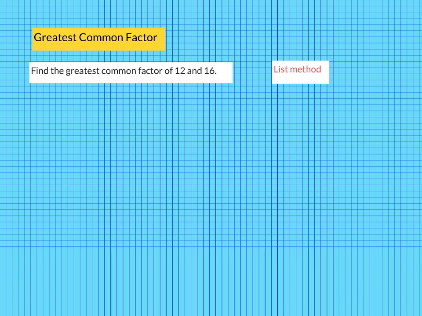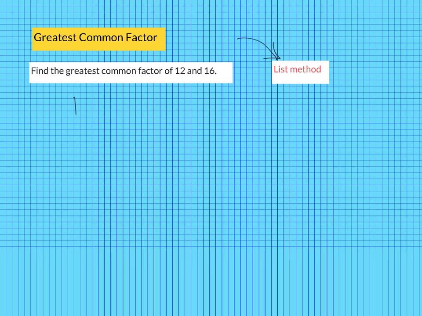So first let's think about what it means. Well, a factor are numbers that multiply together to make a product. Common means we're looking at something both of these numbers have, and greatest is the largest one. So let's actually do a problem. We're going to use the list method to solve this problem.